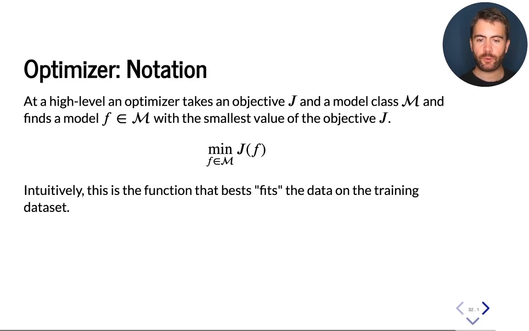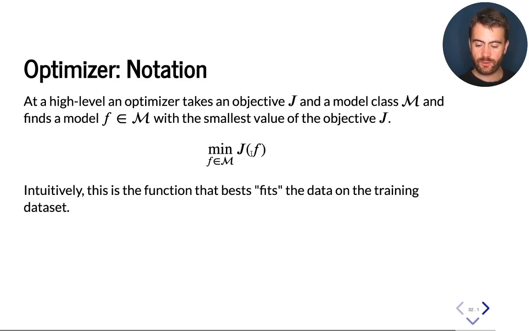Now, the final component that is missing in order to define an algorithm is the optimizer. And the optimizer is simply a procedure which solves the following minimization problem. An optimizer is any algorithm that finds the model that lives within our model class F that has the smallest value for the objective J.